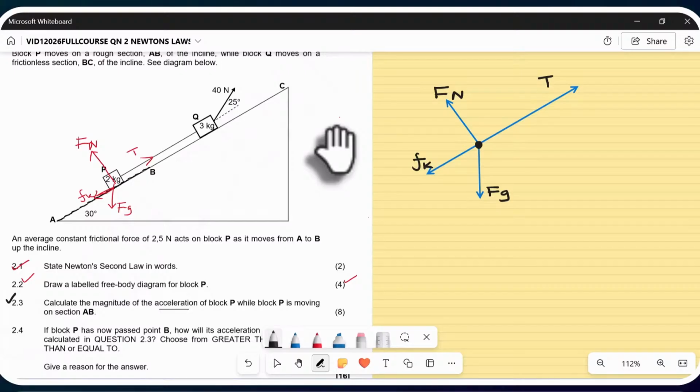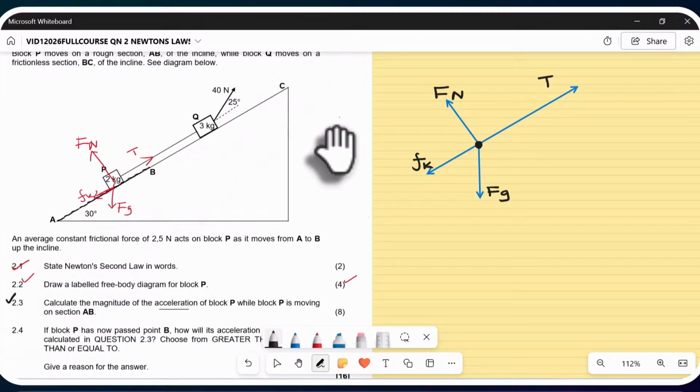Now because the two blocks are connected by this string, you're going to use Newton's second law of motion applied to each block, and because they are connected by something which is inelastic, we'll have the same acceleration. So here we go with the 2.3.